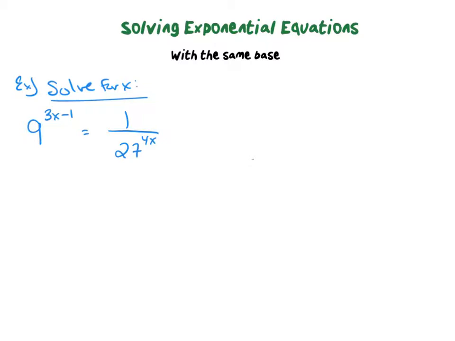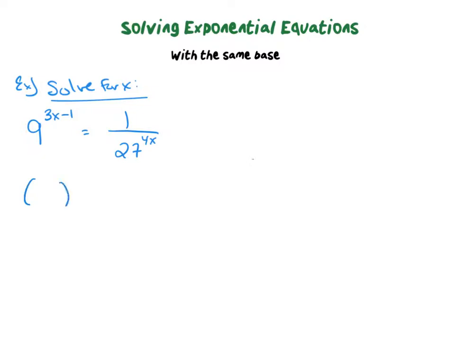Okay, let's solve for x. 9 to the 3x minus 1 equals 1 over 27 to the 4x. Now, just like in the previous example, while I cannot write 9 as some exponent and make that equivalent to 27, I can write both 9 and 27 with base 3s. So that's what I'll do.